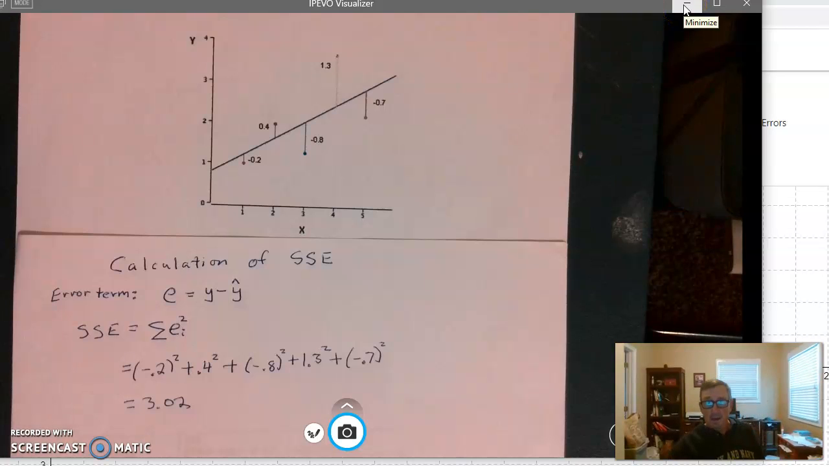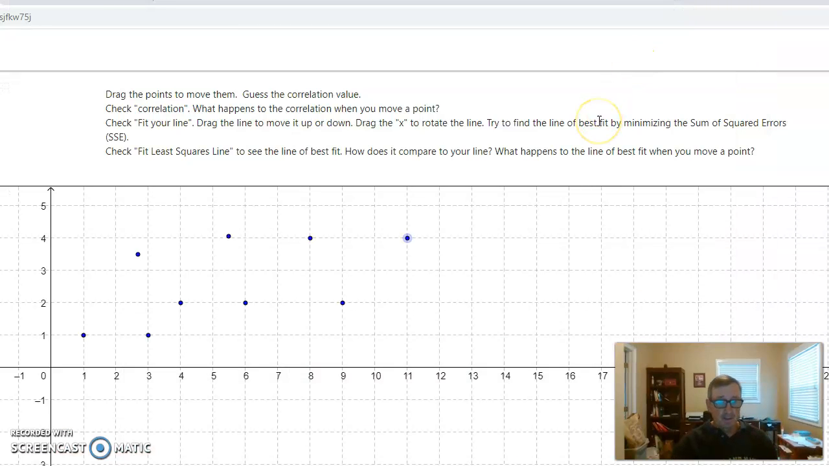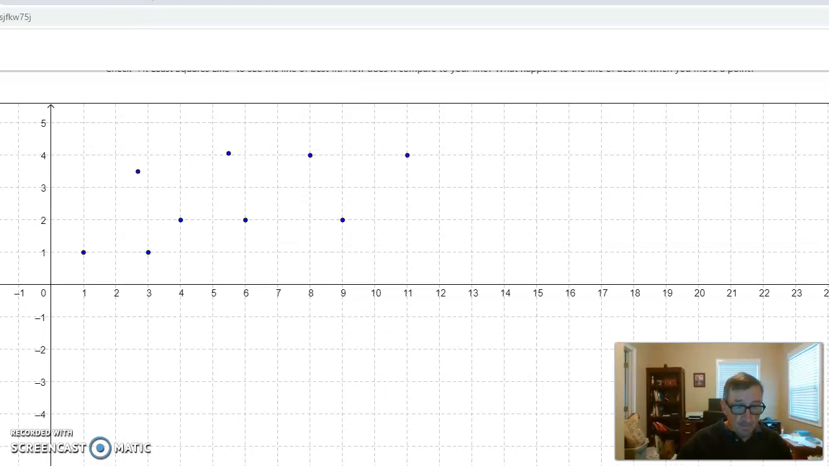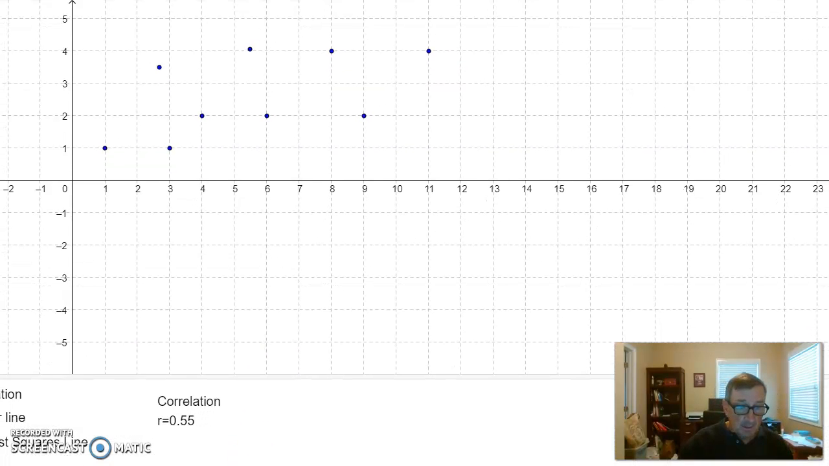Okay, now let's go to our app here. So what does it mean to have the line of best fit? First of all, here's what I want to do. This shows a scatter plot, and we can move the points around if we want to. First of all, I'd like you to guess, what do you think the correlation would be for this scatter plot? Well, actually you can't see it. The correlation would be 0.55. Let me move this down a little bit. Now you can see it.